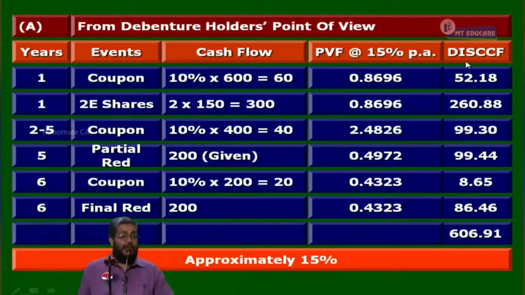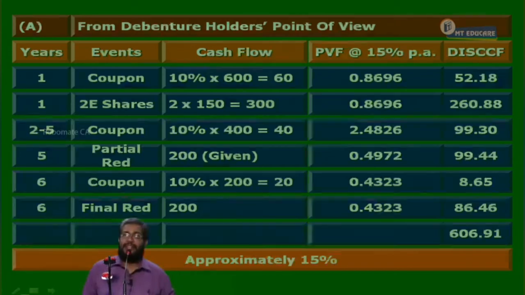Can I proceed? No. Before that, tell me the heading I gave for part A. Yield to maturity of debenture holder, in bracket, rate pre-tax. In bracket, rate what? Pre-tax. Stop talking. In bracket, rate pre-tax. Okay.